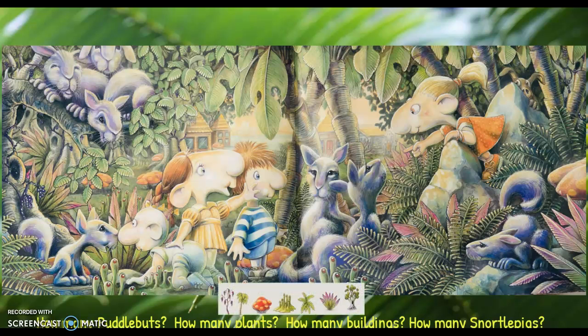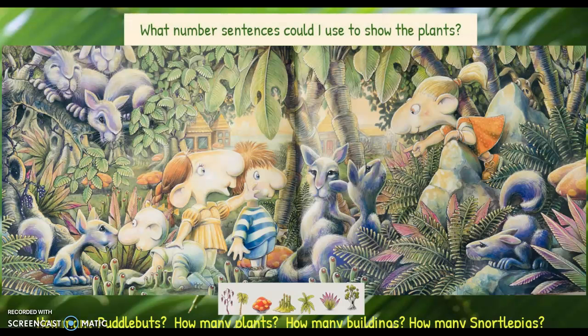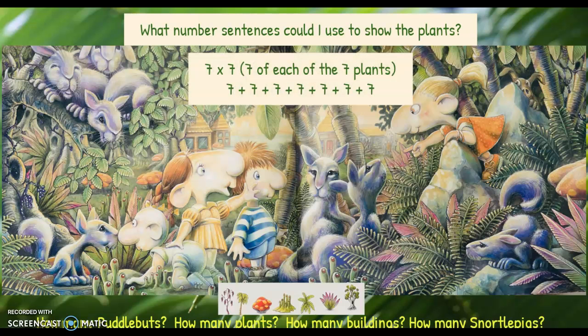I see there are 1, 2, 3, 4, 5, 6, 7 different types of plant on this page. Let's see if you can count and find how many of each type of plant there are. Using the patterns you've seen before, I bet you might have some predictions. What number sentences could you use to show the number of plants that you counted? That's right, multiplication works, and so does repeated addition.